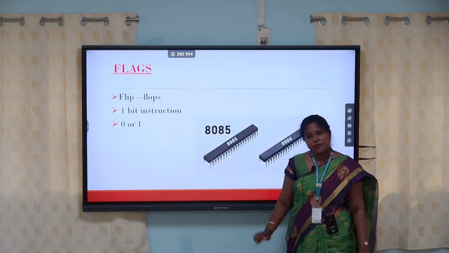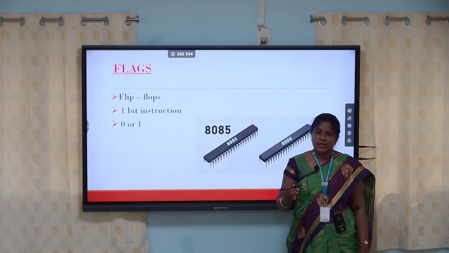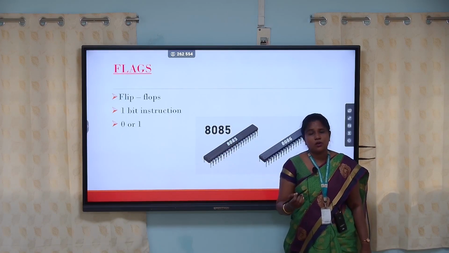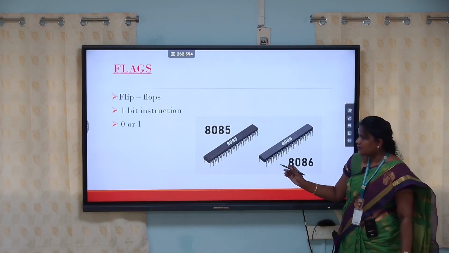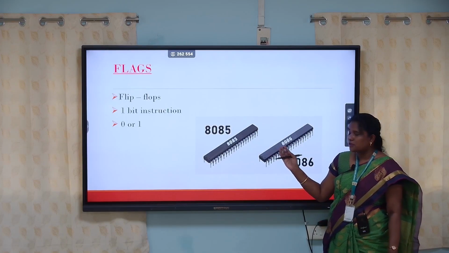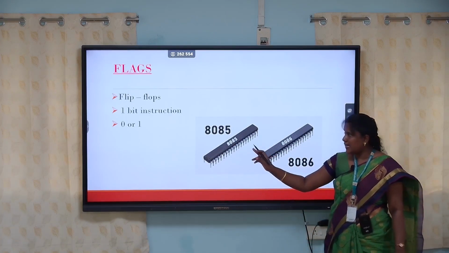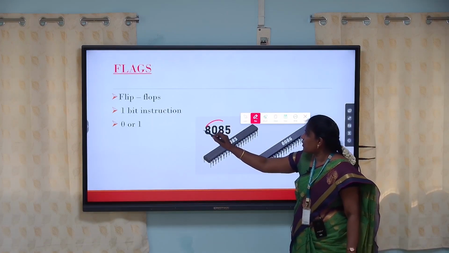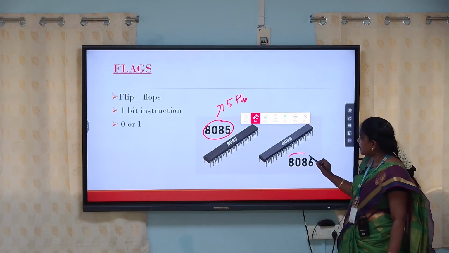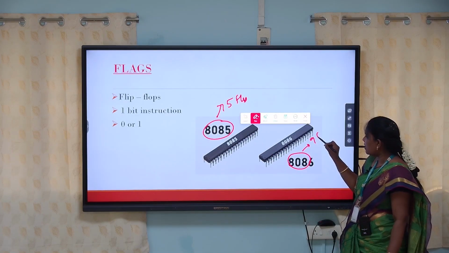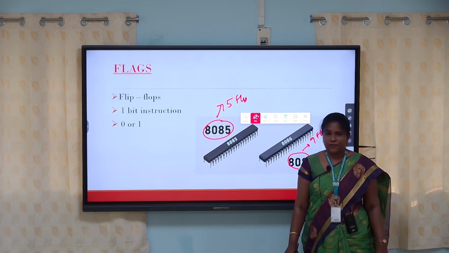Flag is also a type of flip-flop, because in a flip-flop we can store one bit at a time. That is, we can store either 0 or 1. In flags also we can store one bit at a time. As we all know, there are two major types of microprocessor, 8085 and 8086. In 8085 there are 5 flags. In 8086 there are 9 flags. Today we will see flags in 8085.